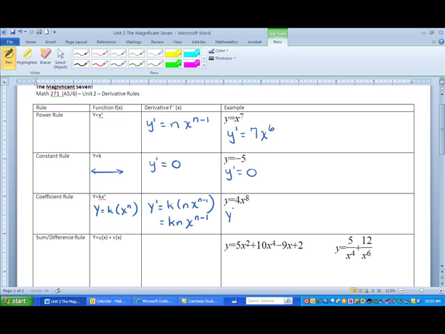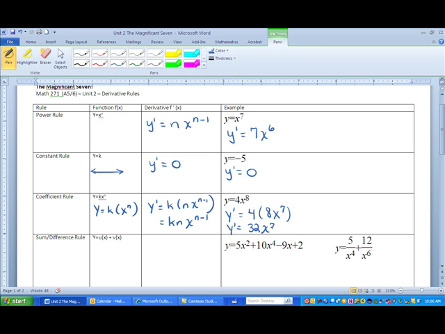So to find the derivative in our example, we're going to do 4 times the derivative of x to the 8th. The derivative of x to the 8th is 8x to the 7th. Bring the power down front, reduce the power by 1. And so y prime equals 32x to the 7th.